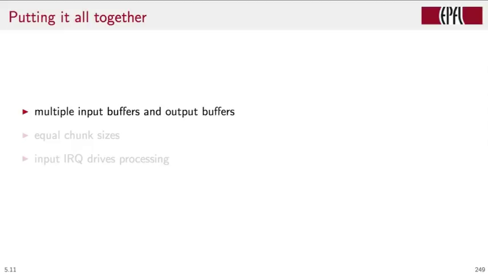We now need to put it all together. So we will have an input buffer and an output buffer. We will use a multiple buffer strategy, say with 3 sub-buffers. We will select the buffer sizes and the number of sub-buffers to be the same both for input and output, and we will use the input IRQ to drive the processing.